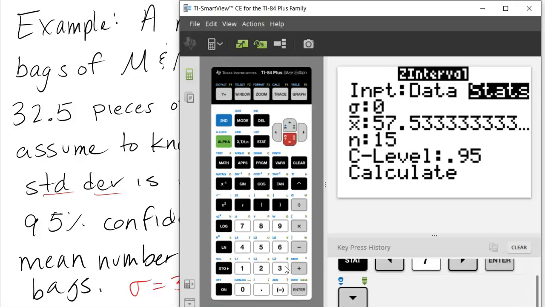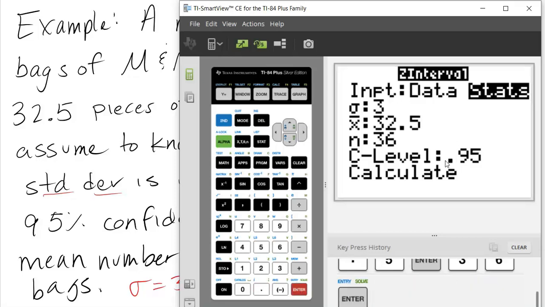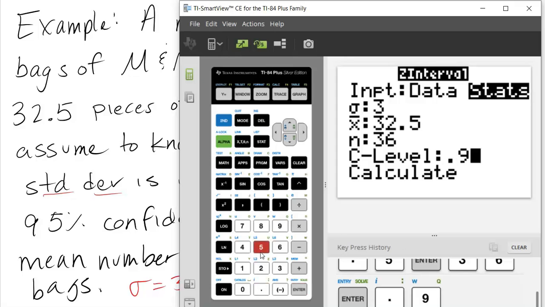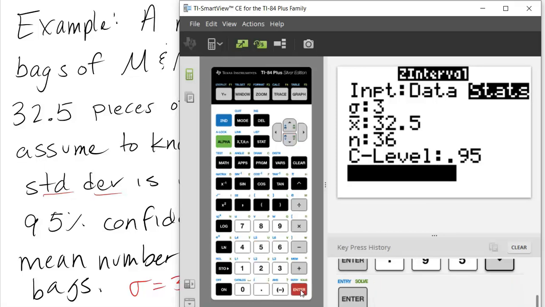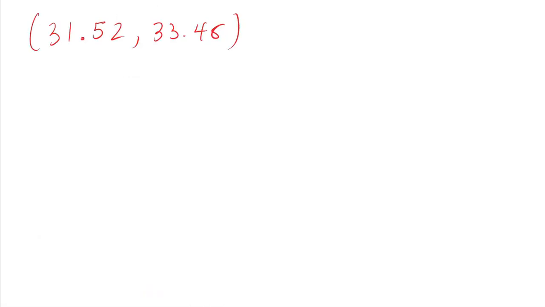Scroll down to sigma, type in 3. X bar was 32.5. N was 36. The confidence level was 95%. You can see my calculator function was already set for that. You just type 0.95. Scroll down to calculate, hit enter, and we get this interval that ranges from 31.52 to 33.48. You'll notice the calculator uses the nerdy interval notation that you might remember from algebra.